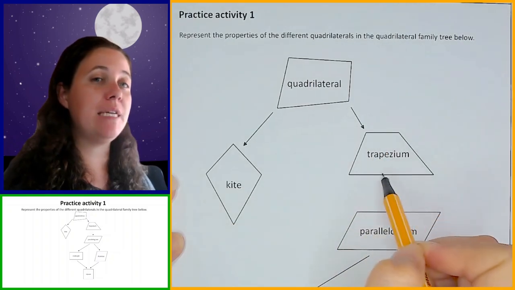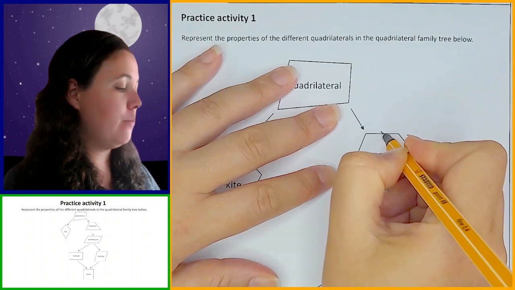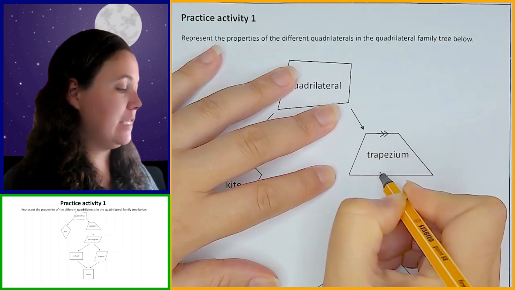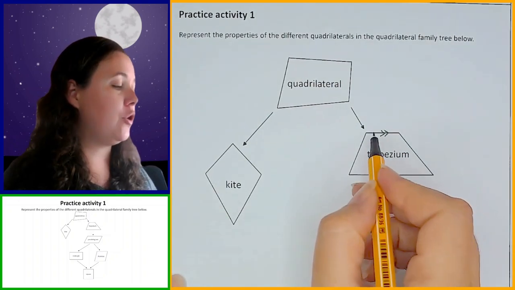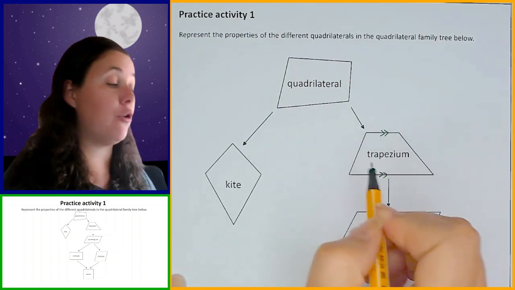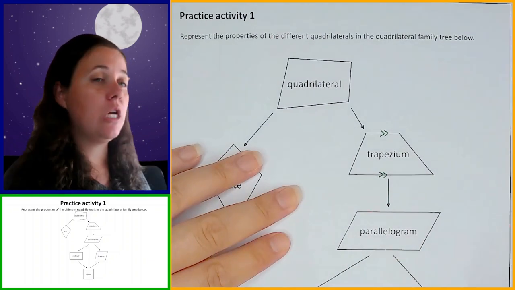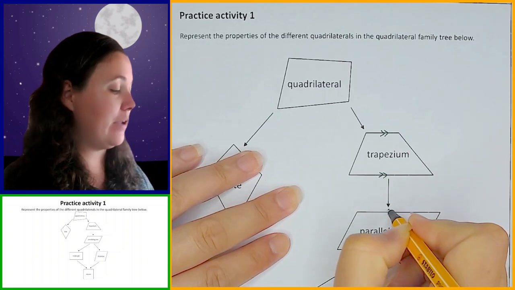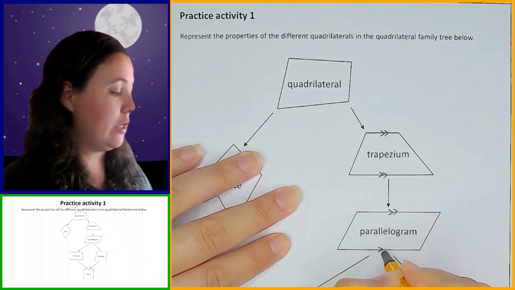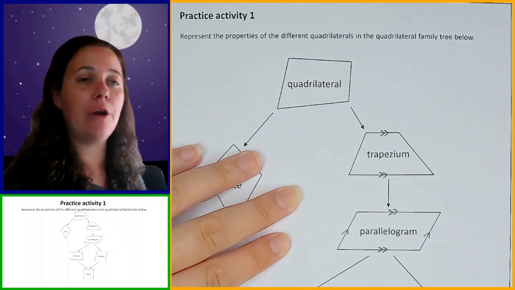Then I have my trapezium. The trapezium has one pair of sides that are parallel, so I'm going to indicate that like that. Remember, when you're indicating parallel sides, you use arrows to show it. Then the parallelogram has got two pairs of opposite sides that are parallel, so I'm going to have over here a pair that is parallel, and then I also have this pair that are parallel over there as well.